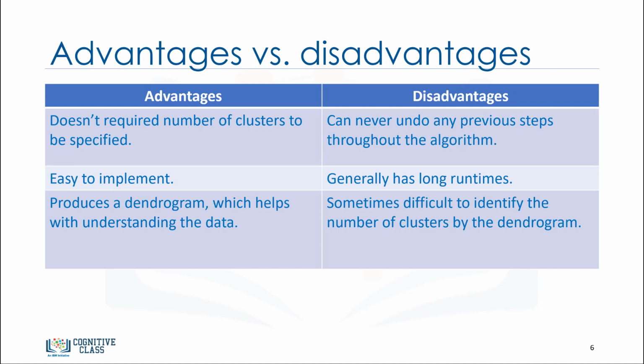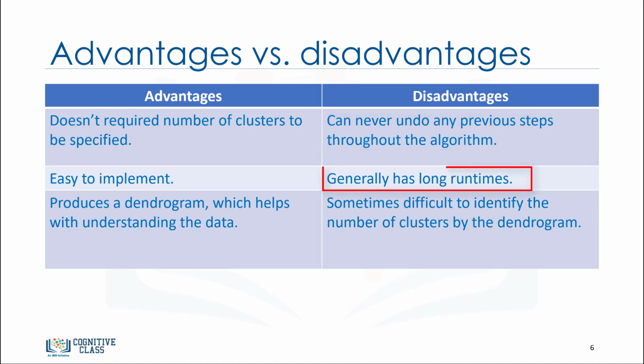There are 3 main advantages to using hierarchical clustering. First, we do not need to specify the number of clusters required for the algorithm. Second, hierarchical clustering is easy to implement. And third, the dendrogram produced is very useful in understanding the data. There are some disadvantages as well. First, the algorithm can never undo any previous steps. So, for example, the algorithm clusters 2 points, and later on, we see that the connection was not a good one. The program cannot undo that step.